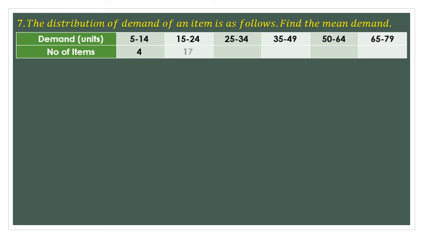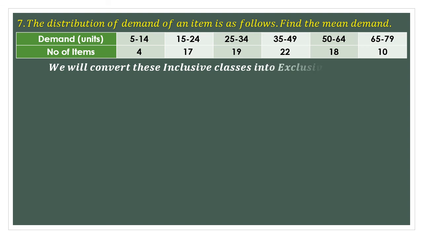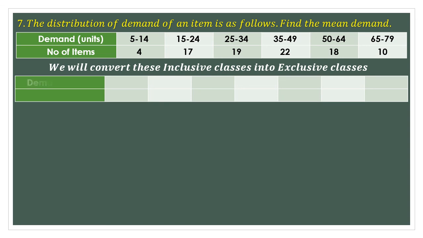But let us write down the frequencies first, because before deciding about the common factor and the assumed mean, we need to convert these classes into regular classes, that is the exclusive classes. So we will convert these inclusive classes into the exclusive classes first. And if you don't know how to do that, refer to my video on the screen which explains how to convert the inclusive classes into the exclusive classes. Demand in units, number of items, that is the frequency.